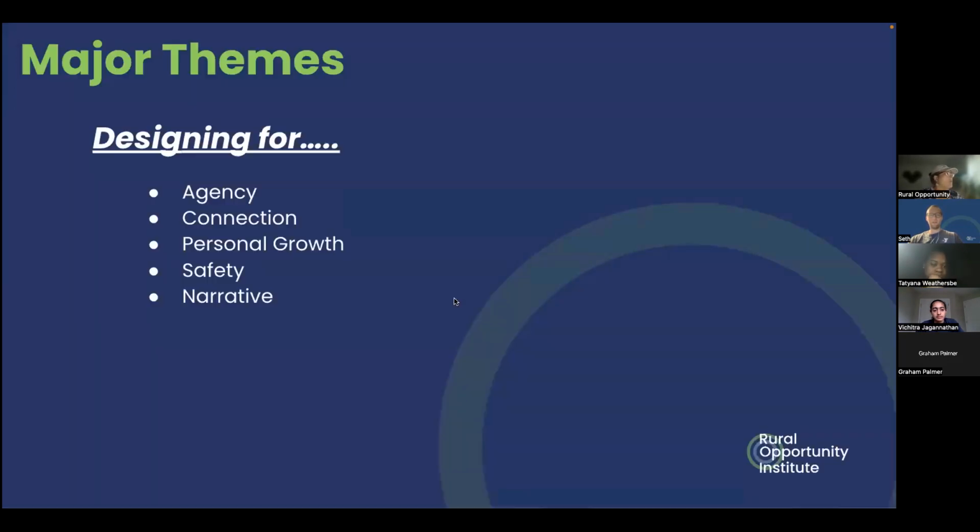And so some major themes that I recognized from my time were designing for agency, connection, personal growth, safety, and narrative. And so we do this a lot in our work, particularly myself through my lens of RLI. And so it was really nice to hear how they were approaching these types of components to their design process.